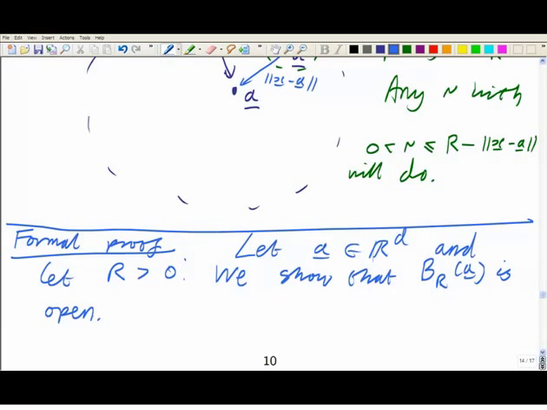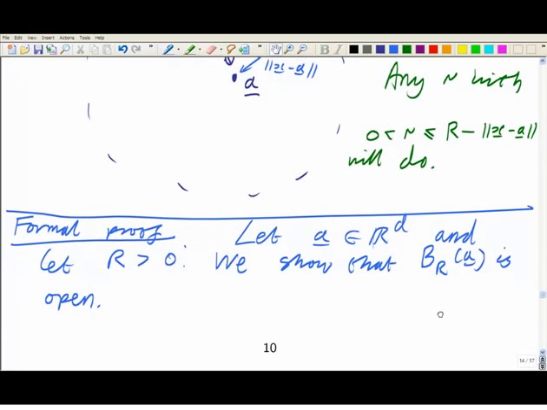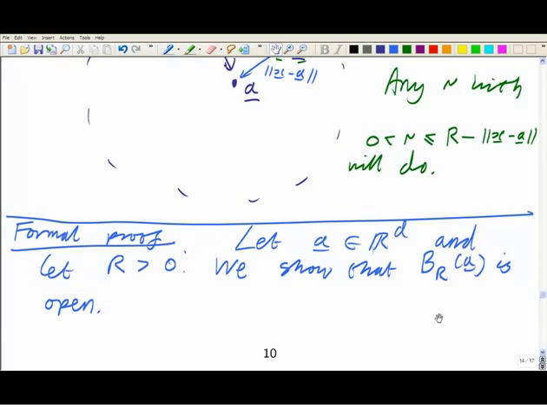We've made no assumptions other than the fact that A is a point of R to the D and that capital R is greater than naught. So if we can prove that this is open, we've actually proved that every such ball is open, and we've done it. This is why when you want to prove something's true for all things of a certain type, you just let something be of that type, and if from that information you can get your answer, then you've proved it's true for all things of that type, which is a key thing that I'll be bringing up again in the session on how we do proofs.